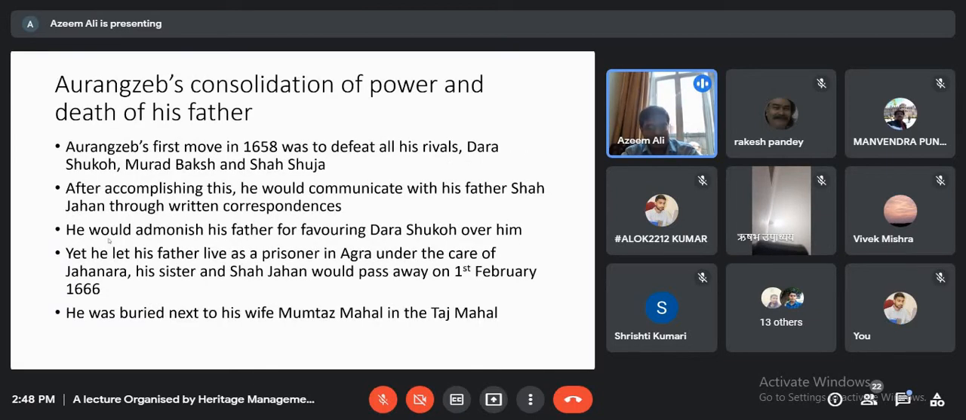And Aurangzeb's first move in 1658 was to defeat all his rivals, who were Dara Shikoh, Murad Bakhsh, and Shah Shuja. And after accomplishing this, he would communicate with his father Shah Jahan through written correspondence, and he would tell off his father for favouring Dara Shikoh over him. But yet, he let his father live as a prisoner in Agra, famously, under the care of Jahanara, Aurangzeb's sister, and Shah Jahan will pass away on the 1st of February 1666, and he will be buried next to his wife Mumtaz Mahal in the Taj Mahal.